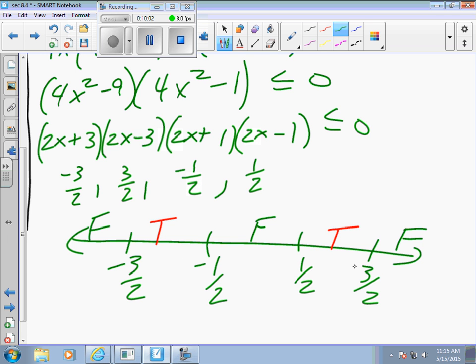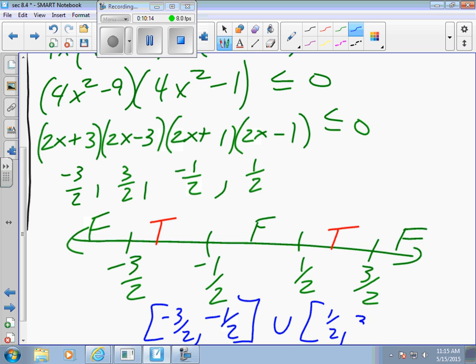So the only two intervals that are true are from negative 3/2 to negative 1/2, union 1/2 to 3/2. Good luck.